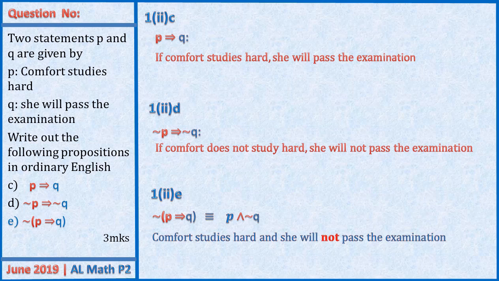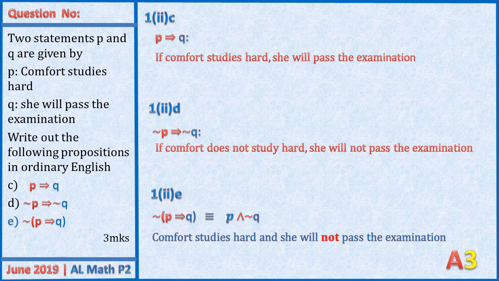So this will be read as, Comfort studies hard and she will not pass the examination. Sometimes they may say, but she will not pass the examination. Comfort studies hard and she will not pass the examination because of the logic that is found there.